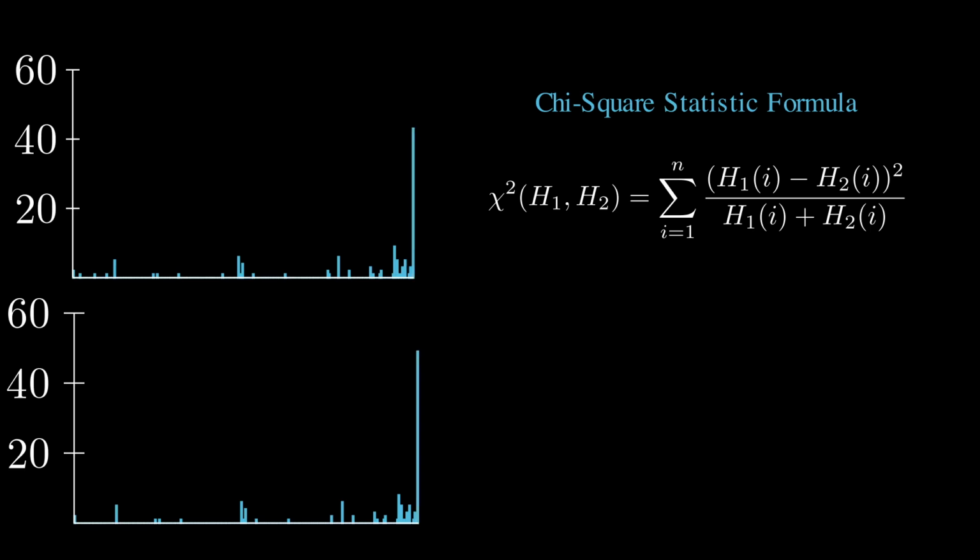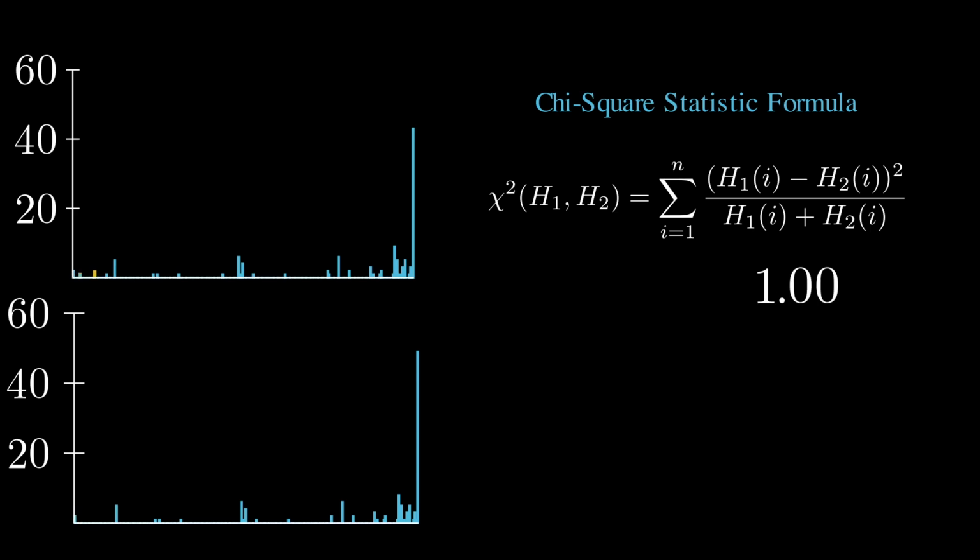Now you might be asking, what do we do when both bars are 0? Wouldn't that mean that we divide by 0 since their sum would be 0? Well, in that case, you don't need to apply the formula. Since both of the bars are the same height of 0, you can just say that there's no distance between them and give them a distance of 0.